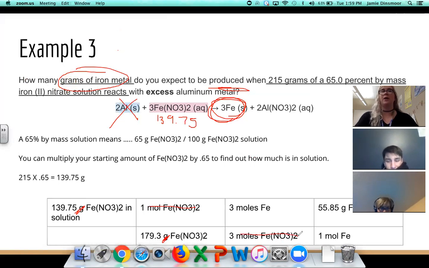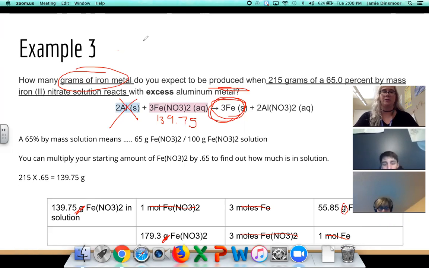So what do we do? We find the molar mass of iron, 55.85. Grams per 1 mole of iron, that's going to cancel out all of our units except for grams of iron, which is exactly what we want. How many grams of iron metal do you expect to be produced? Iron, our product, is happening to be appearing in the same amount of moles as one of our reactants. So now we do the math.